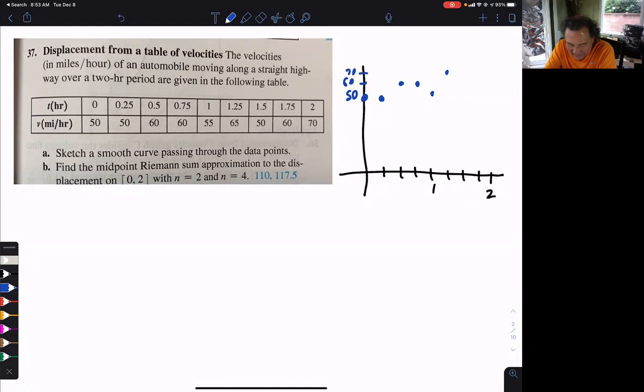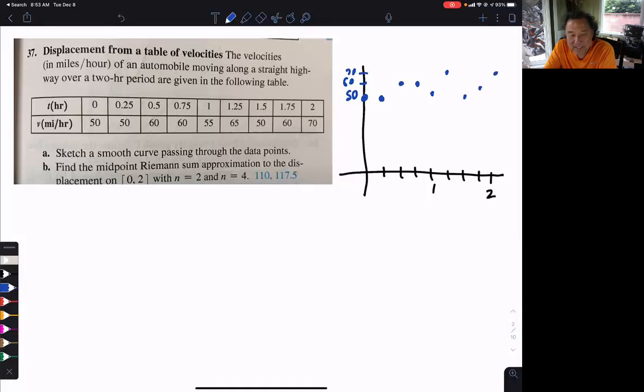Didn't have to be exact. Where am I? That was 1.25. At 1.5, I'm going to be at 50. At 1.75, I'm going to be back up at 60. And at 2, I'm going to be at 70.